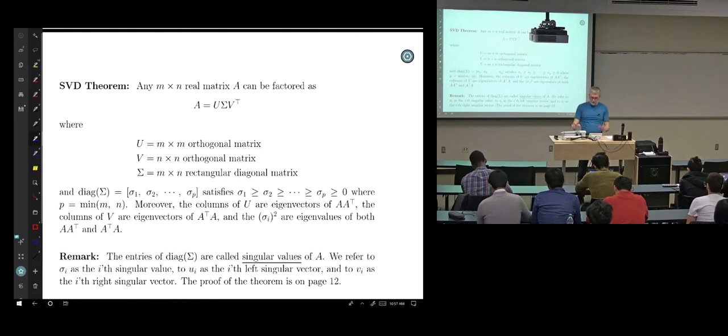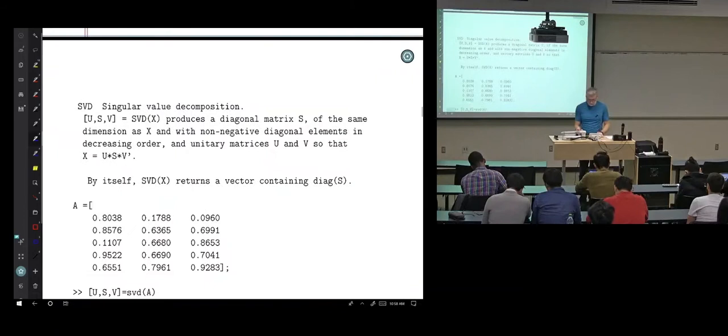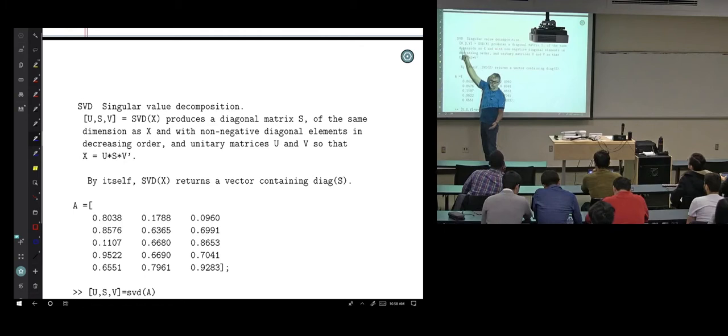Okay, so that's the factorization. Let's see why it's useful. And that's the main message. Okay, so we go to MATLAB and do SVD. It's unable to print a sigma, so they call it S.